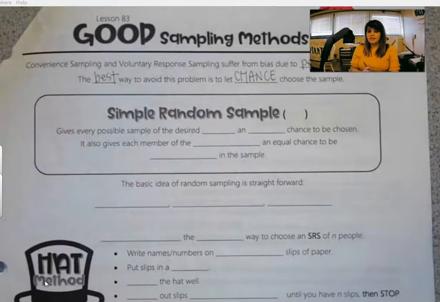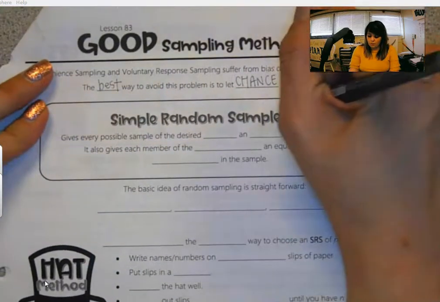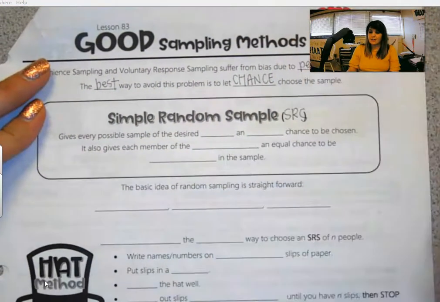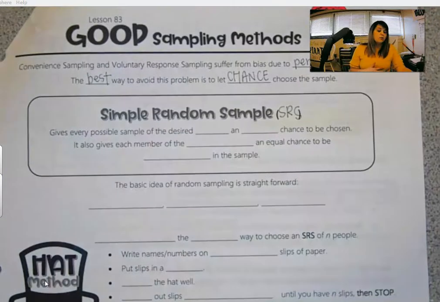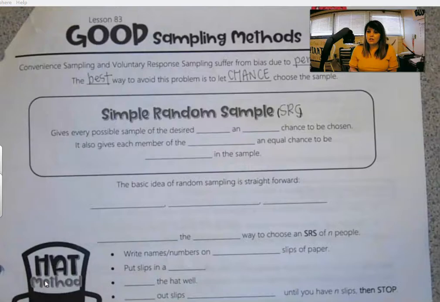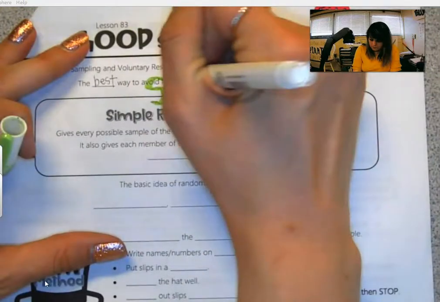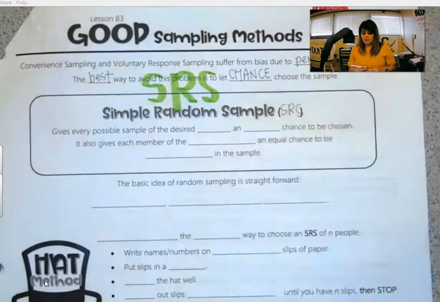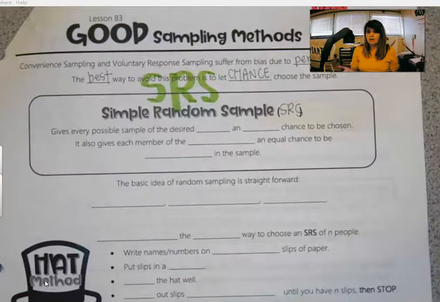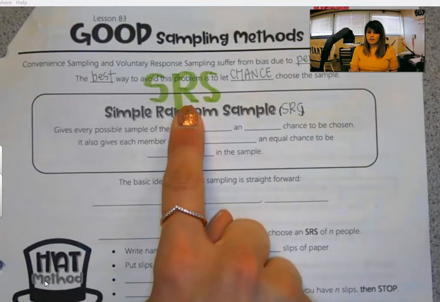So the most basic way to do this is your simple random sample, or your SRS. Now remember, every random sample is not necessarily an SRS. An SRS is a very specific type of random sample. We have talked about this before when we were doing sampling distributions and confidence intervals, because lots of you guys were saying this is an SRS when really it was just a random sample. So we have to make sure that we know an SRS is a very specific thing.